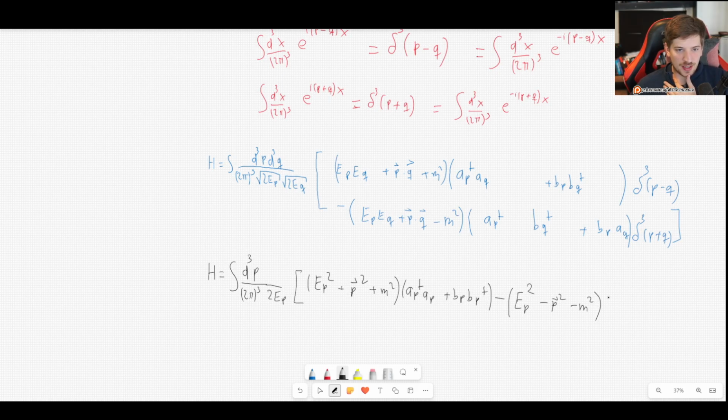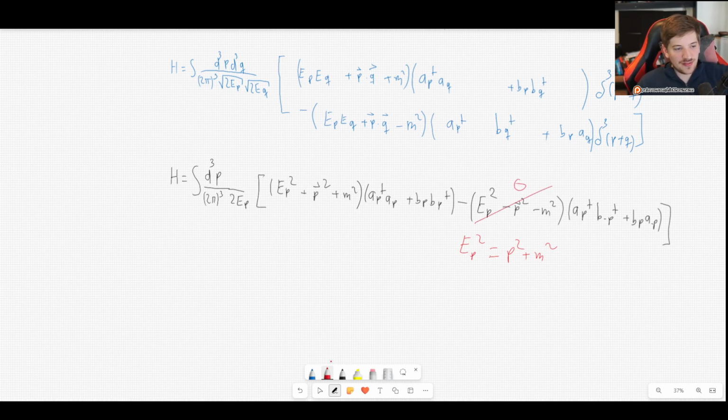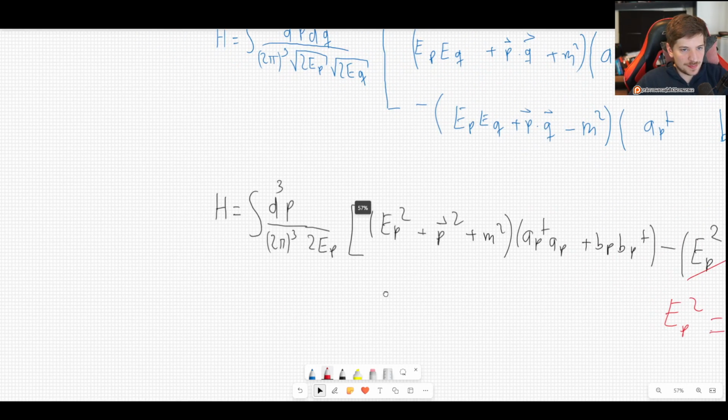And let's see, then we have a p dagger, b here minus p dagger plus b p a p or minus p, and there we go. However, notice something very important. EP squared is exactly p squared plus m squared. So this entire thing here is 0. So notice how we have been simplifying this expression. So now what we are left with is only this part.